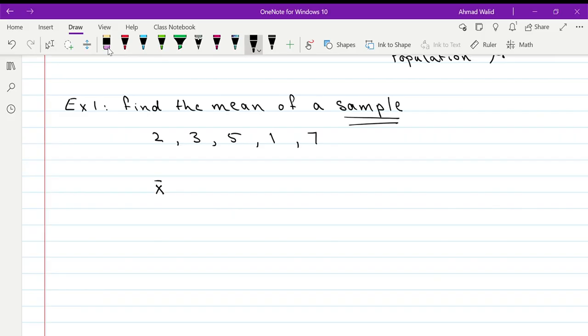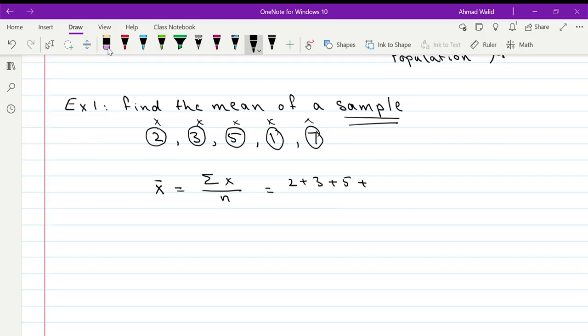x bar equals sum of the x's over lowercase n, which means sum of the x's. Each one of them is an x, right? This is your data value. This is your data value. Each one of them is an x, right? Then the sum of them, 2 plus 3 plus 5 plus 1 plus 7, divide by n.